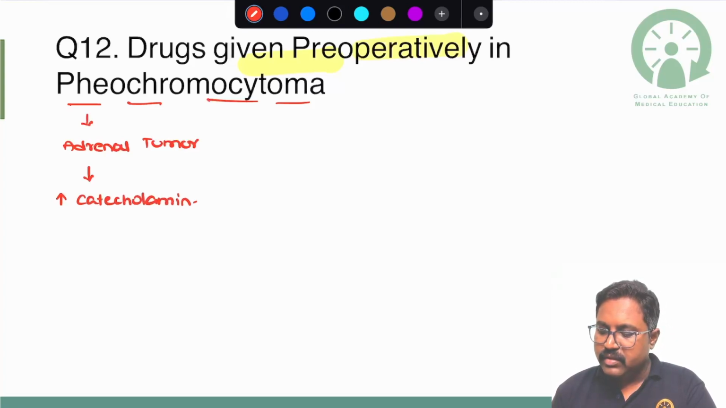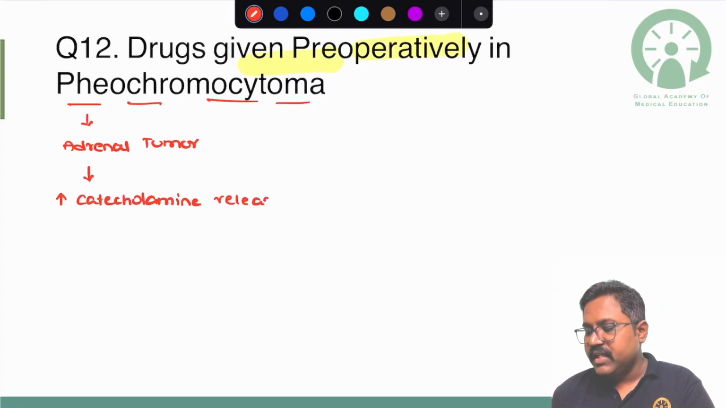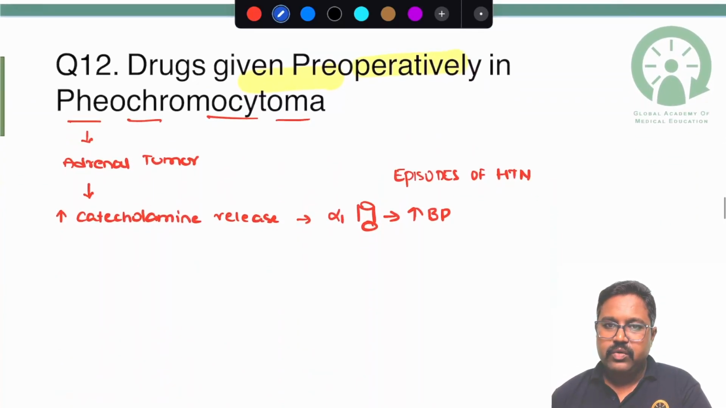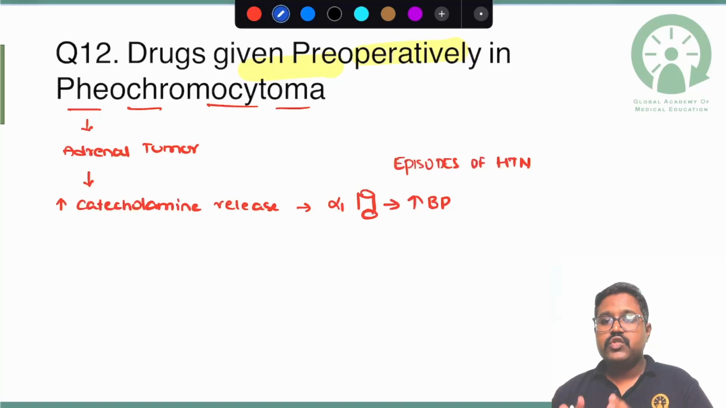What will happen if there is an increased catecholamine release? It will act on alpha 1 receptors in the blood vessels, and cause an increase in the blood pressure. So it will cause frequent episodes of hypertension. To treat it, you need to use two important adrenergic blockers. The usage of adrenergic blockers is very, very important. You cannot use them haphazardly, and one has to follow the other.